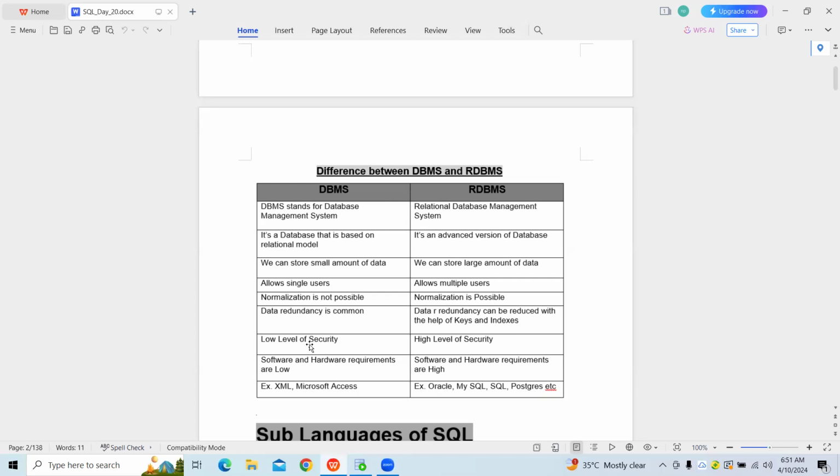In DBMS, data redundancy is common. In RDBMS, data redundancy can be reduced with the help of keys and indexes. Now let me explain what data redundancy is. Data redundancy means nothing but duplicate data. So what is duplicate data? Let me explain: I have a table of information. In that table, I have students who are getting trained with me, and I have a trainer name also.